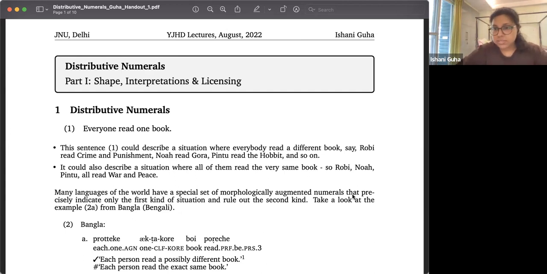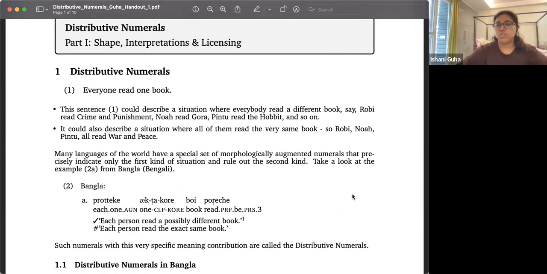However, many languages of the world, in fact the majority of the languages of the world, have a special set of morphologically augmented numerals which only allow the first situation to be the meaning of a sentence like one and rule out the second situation. Take a look at sentence 2 from Bangla. প্রত্যেকে একটা করে বই পড়েছে. I will primarily use Bangla examples because my work is on Bangla, but I have examples from some other languages too.